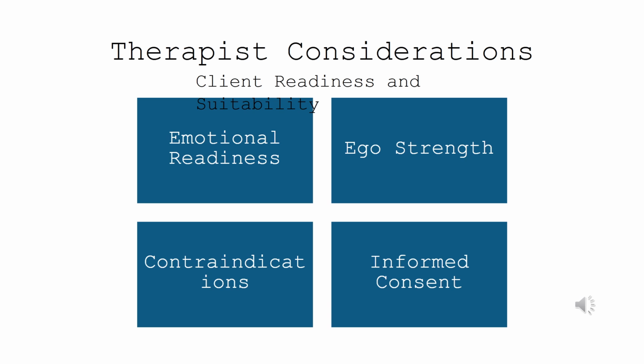Then the therapist also needs to consider what we call ego strength, because some clients might need some degree of psychological stability to engage in this kind of experiential work. The third consideration is what we call contraindications. This is where we must use caution or refer out if clients present, let's say, with active psychosis or severe dissociation, or in cases where they might be suicidal, for example.